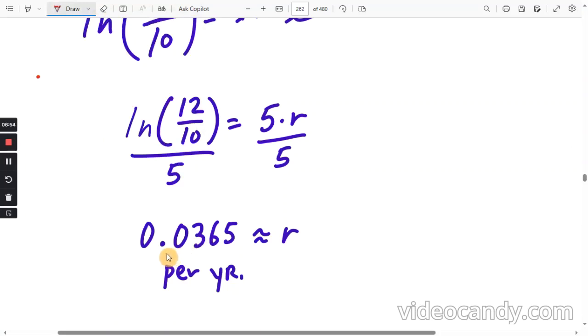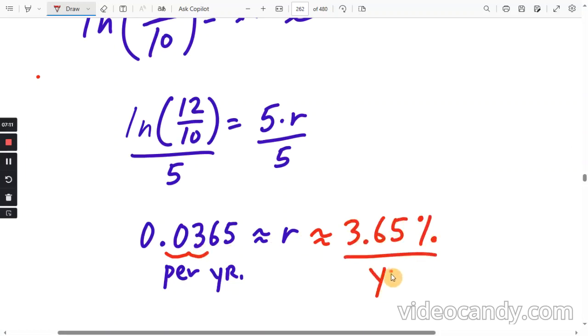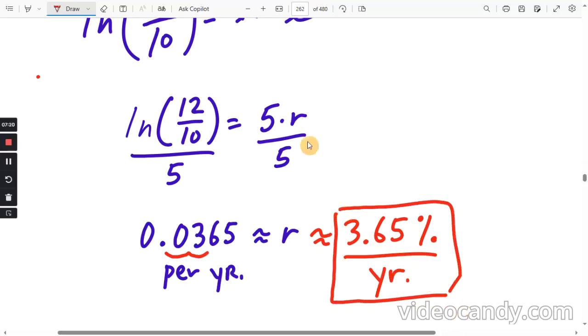To convert a decimal to a percent, you move the decimal over 2 places. And that is going to equal 3.65% per year. And that is your final answer. That's right, 3.65% per year.